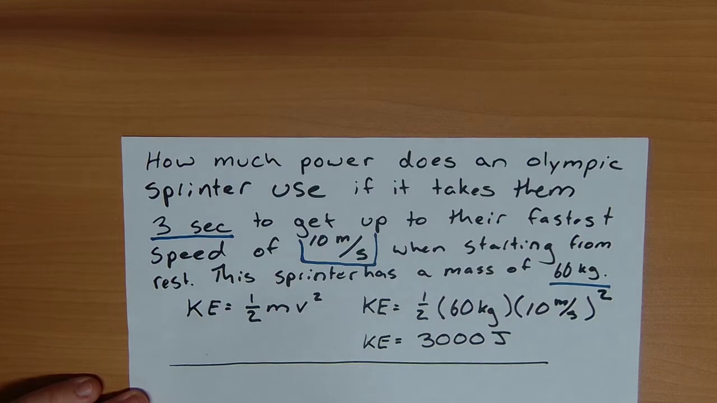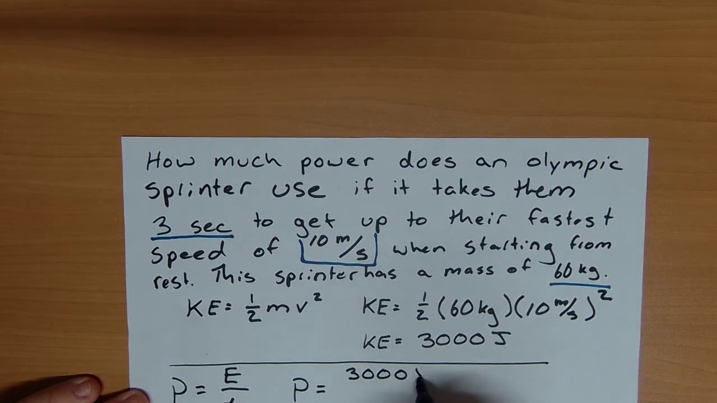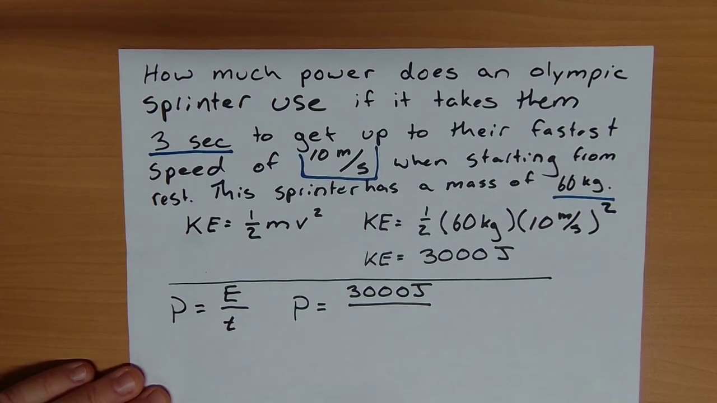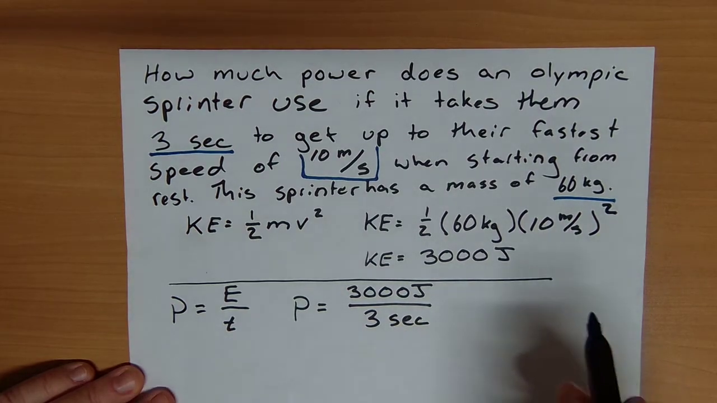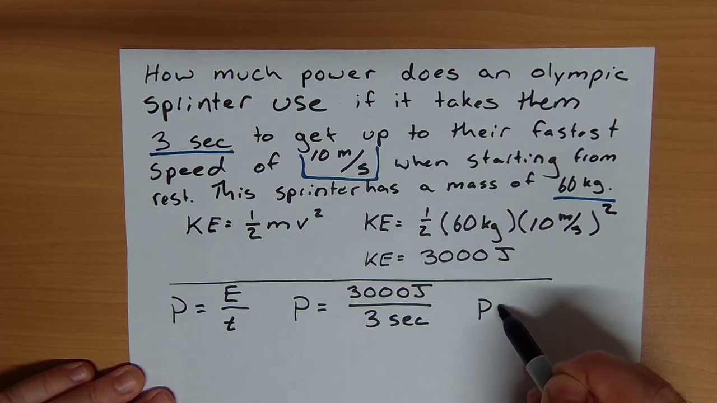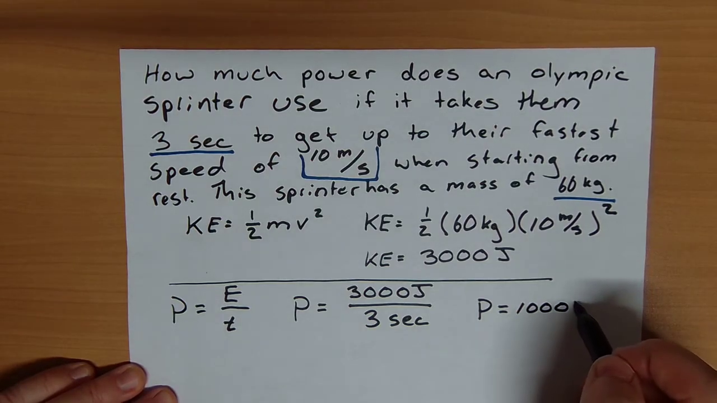Okay, now that I know that, I'm going back to my power equation. Power is equal to energy divided by time. This energy, because it's what I'm interested in, is kinetic energy. So power is going to be 3,000 joules divided by the time. I have to go way up here to find what my time is. So 3 seconds, or I could have just written an S. When I do this mathematics, I'm going to find that power is equal to 1,000. And if we remember our correct units, this is going to be in watts.